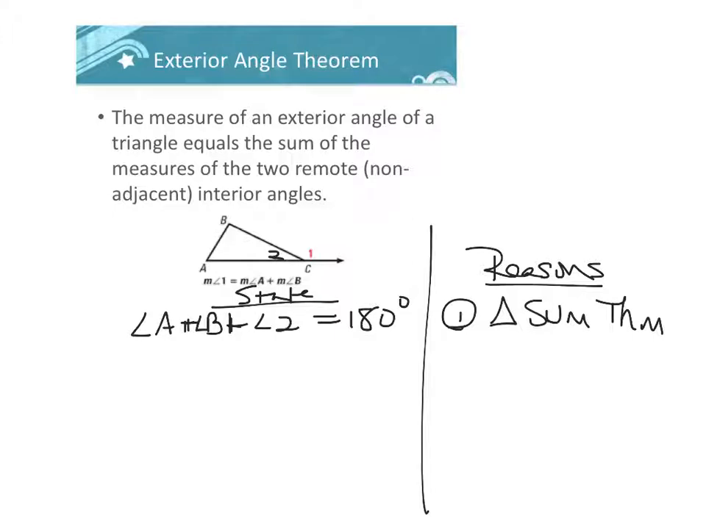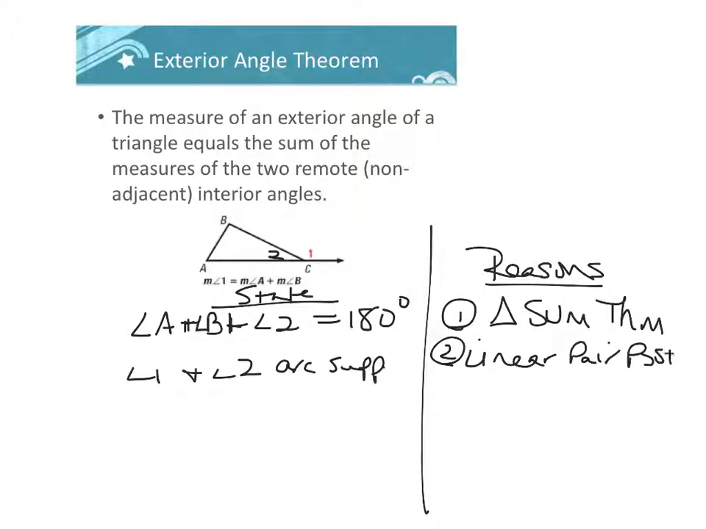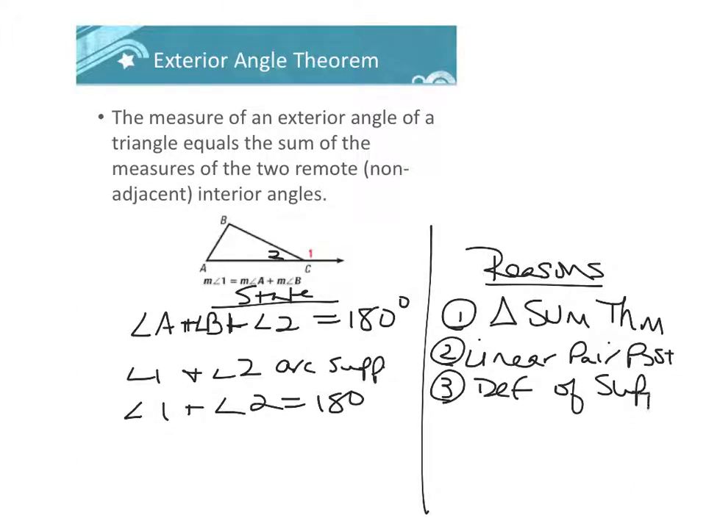So the first thing we're going to state is that angle 1 and angle 2 are supplements, or supplementary, and we know that by the linear pair postulate. The next thing we're going to show is what supplementary angles mean. So I could show that angle 1 plus angle 2 equals 180 degrees, and this is the definition of supplementary angles. What do you think I'm going to do next?